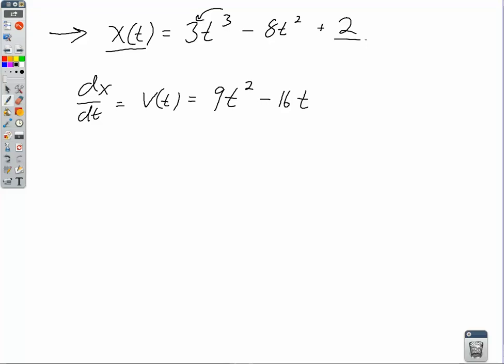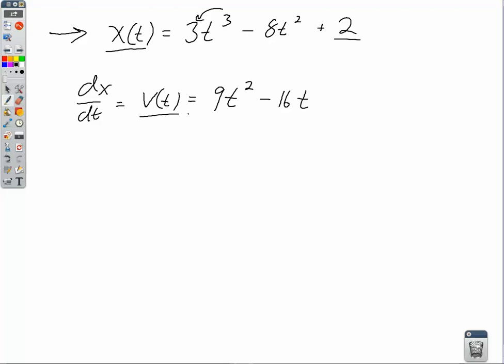If I ask you what is the velocity at 4 seconds, you're going to plug in 4. If I ask you what is the velocity at 20 seconds, you're going to plug in 20. If I ask you at what time or times is the velocity 0, you're going to plug in 0 here and solve for t. One of them is going to be 0, right?